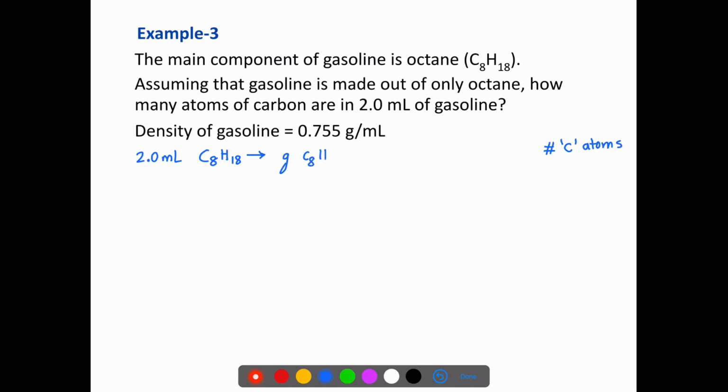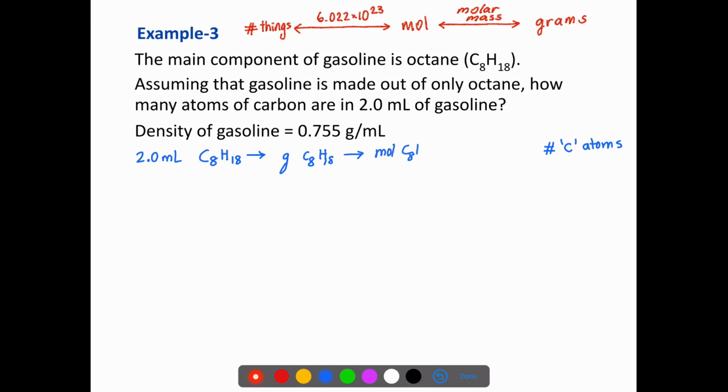Grams of C8H18. And then once you have grams of C8H18, you're going to turn that into moles using the molar mass. Moles of C8H18. And then once you have moles, you can solve this different way. One of the ways is go from moles of C8H18 to moles of carbon. The ratio is 1 to 8. For every 1 mole of this, you have 8 carbons, okay? And then once you have moles of carbon, change it to number of carbon using the Avogadro number.